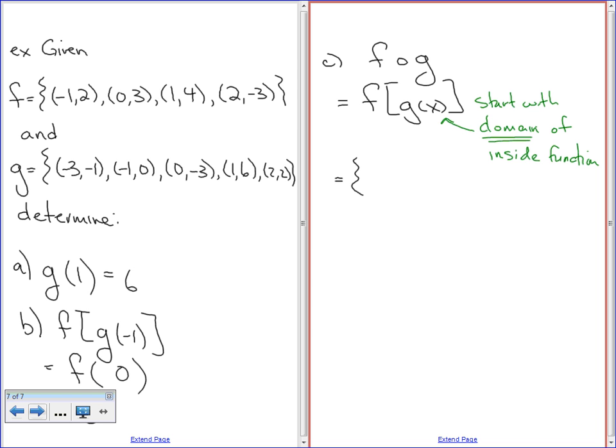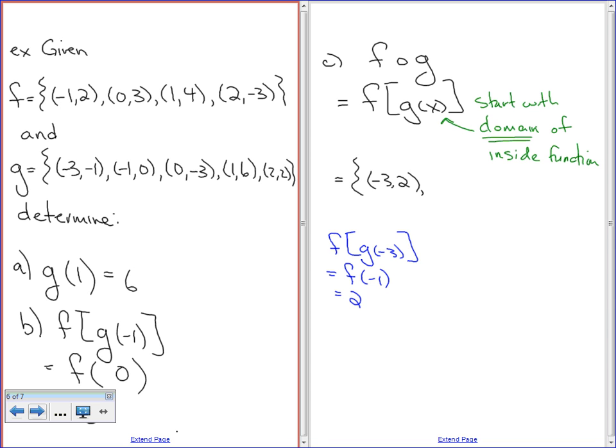So I'm figuring out f at g of x. I have to use all these x values of the g function. I'm going to start with -3, because that's the first one. So I need to figure out f at g at -3. g at -3 is -1. f at -1 is 2. So I started with -3, and I ended up with 2, so that's my first point on my function.